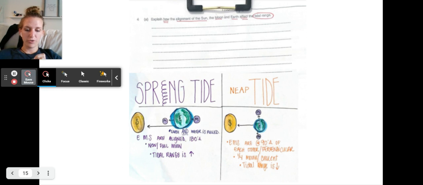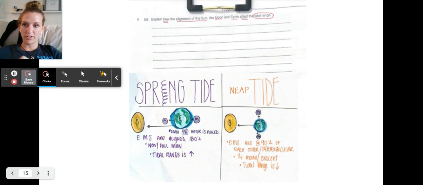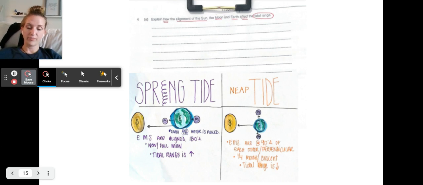This will be during a new moon or a full moon. These are at 180 degrees or in a straight line together. Your tidal range is really high.